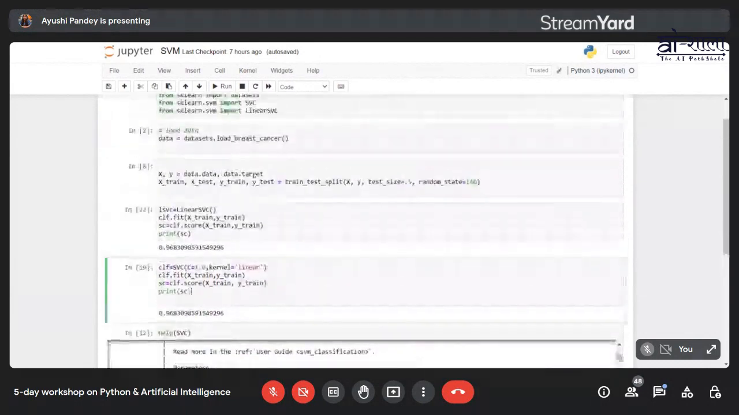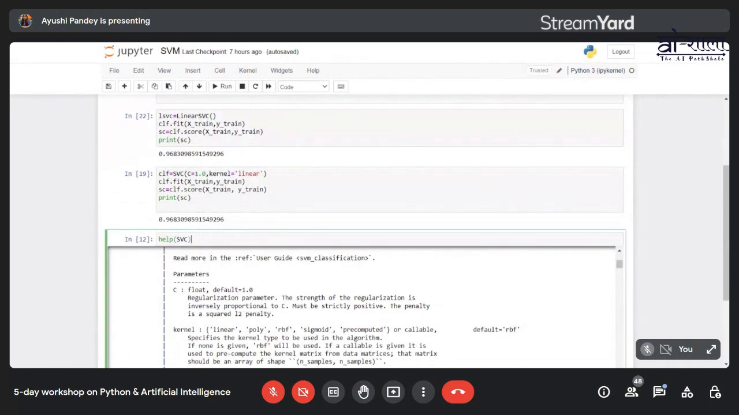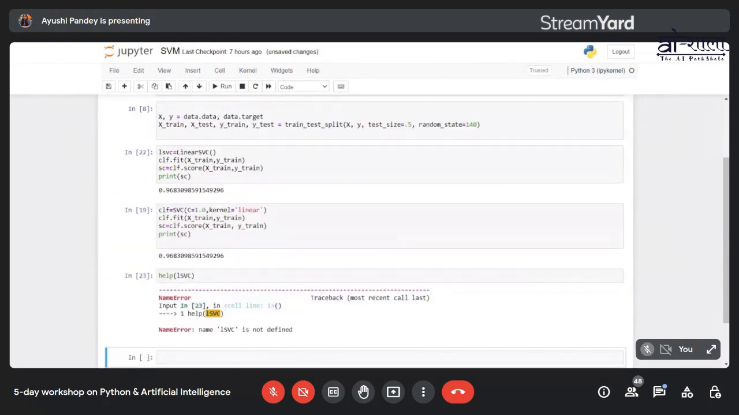Okay. So I've called my model. Then I'm fitting X train, Y train, and then I'm printing the score. So the score tells you how high the accuracy is. So I was talking to you about the value of C. So okay, so we have this help.